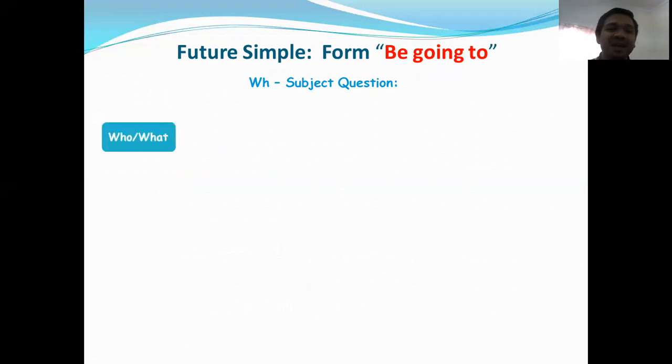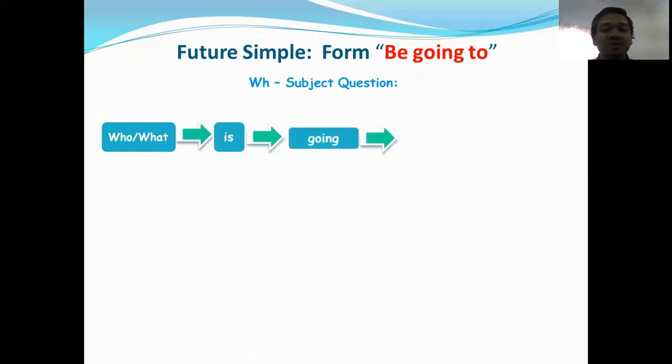Okay. Now, future simple form, be going to, this time WH as a subject. So we have here who or what, and then we have here is and going to do something. So again, who or what, and then is, going, and then to do something.